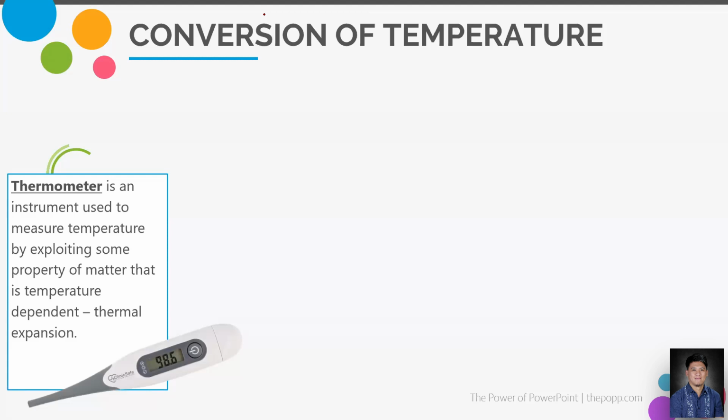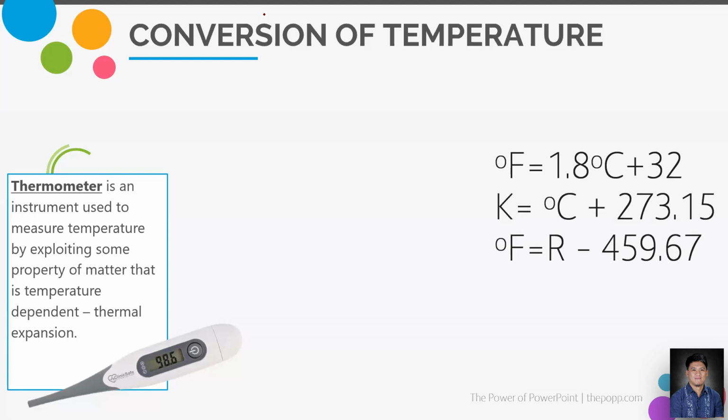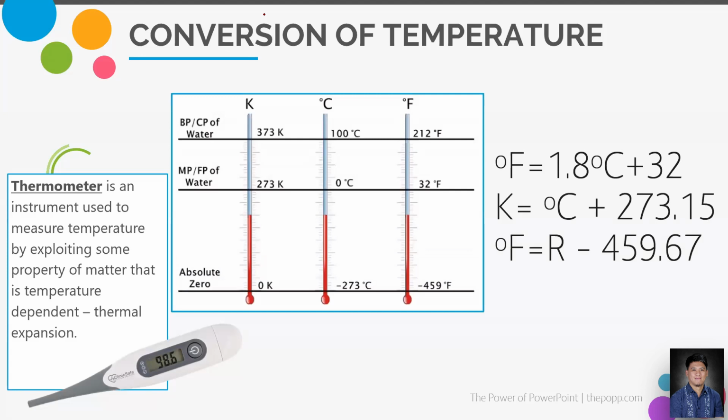So, sir, paano namin i-convert yung temperature scales? So, using these three equations, we can be able to convert temperature. So, ito yung tatlong equation na pwede nating magamit in converting temperature. So, we have here these three equations. So, from degree Fahrenheit to degree Celsius and vice versa, we will use degree Fahrenheit is equal to 1.8 times degree Celsius plus 32.